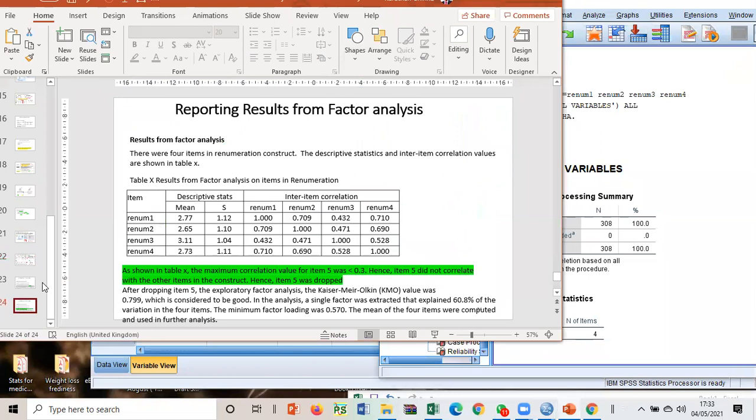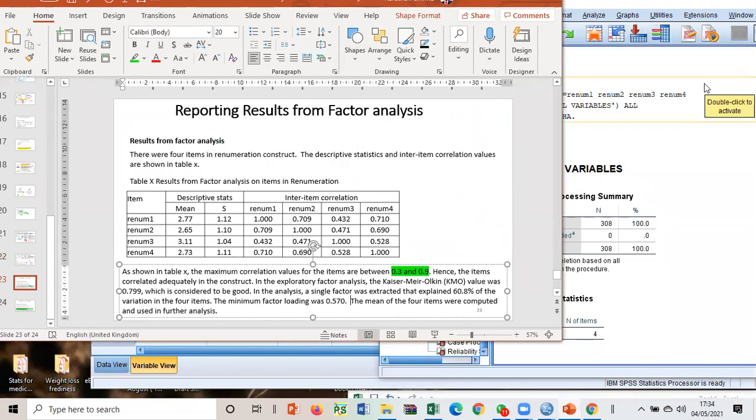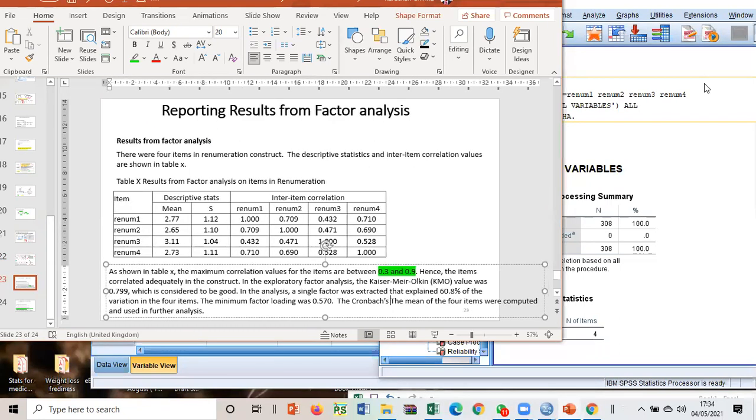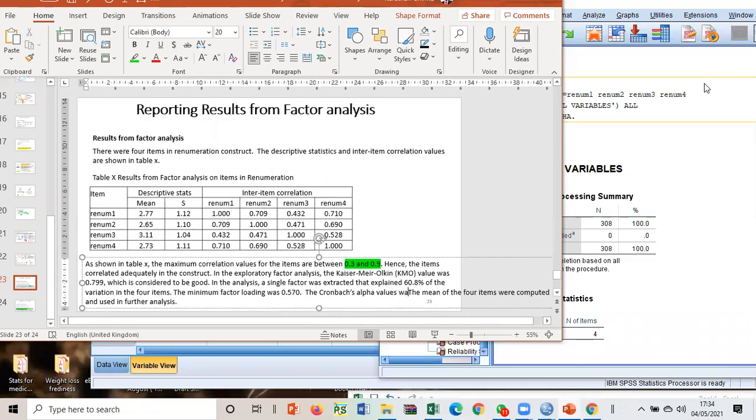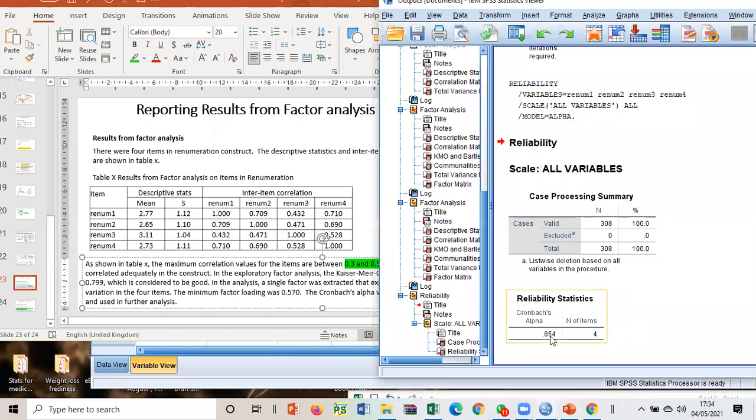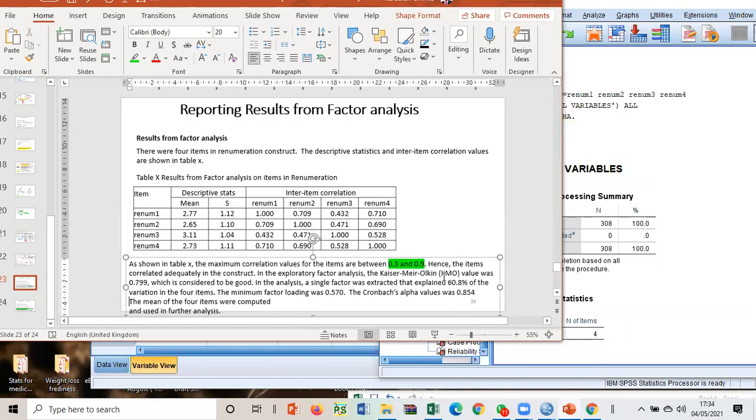Besides all this, you can add on here, somewhere here, the Cronbach alpha value. The Cronbach alpha value was 0.854. I can add this statement. No harm.